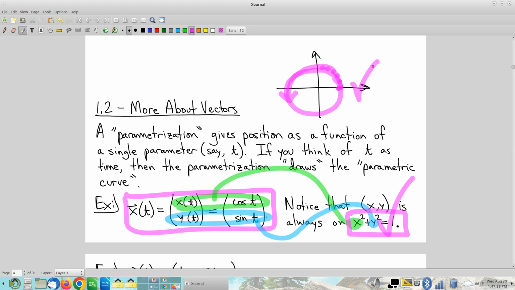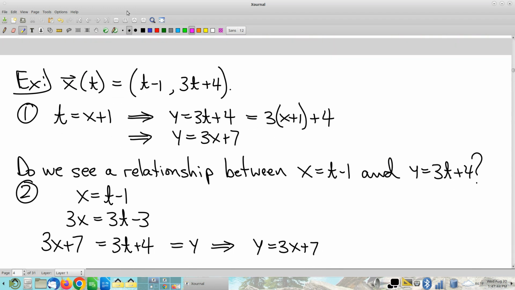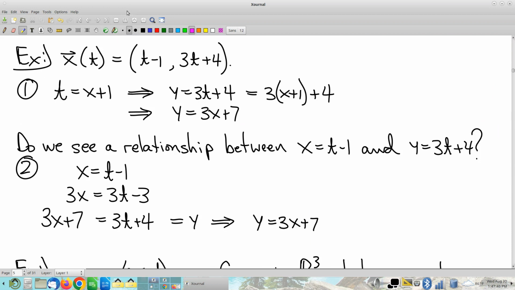All right. Okay. Moving along. Now here's a different one. Different parametrization. How are we going to understand this parametrization? I'm going to show you 2 different ways to understand this parametrization.